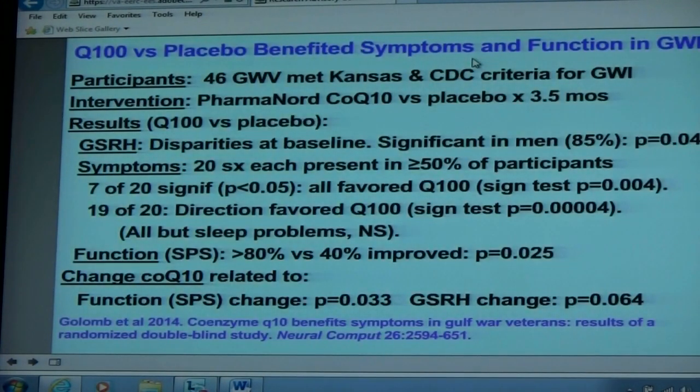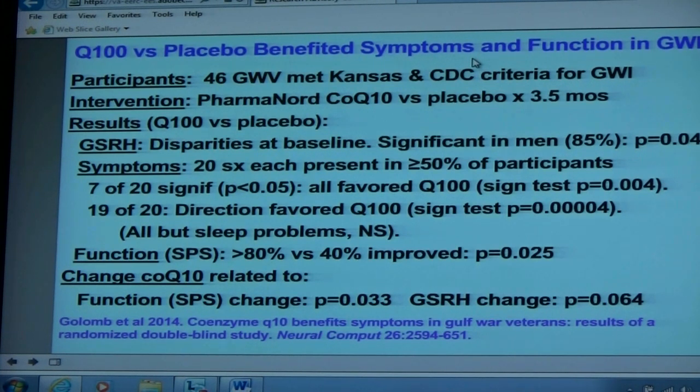So based on that, we conducted the pilot study that was previously mentioned and also funded by the CDMRP to see whether coenzyme Q10 conferred benefit relative to placebo in patients with Gulf War illness. 46 Gulf War veterans meeting Kansas and CDC criteria were enrolled. They received coenzyme Q10 versus placebo for an average of 3.5 months. And what we found was that general self-rated health, or GSRH, was significantly improved only in men. We found that male sex was a strong predictor of change in GSRH.